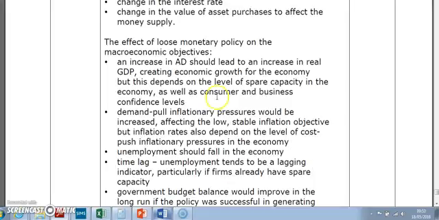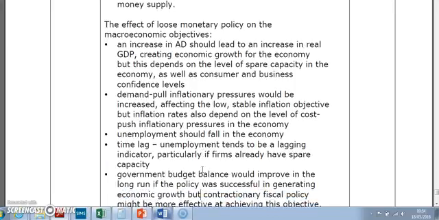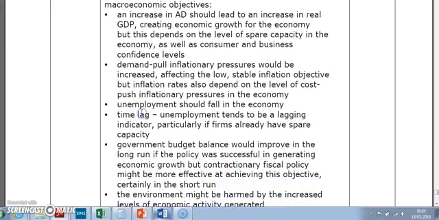But continuing, because we're saying we're cutting interest rates, that actually causes AD to go up, so more jobs, unemployment's going to fall. We've hit that objective. You can always bring in time lag, as in these things take a really long time to go into effect.